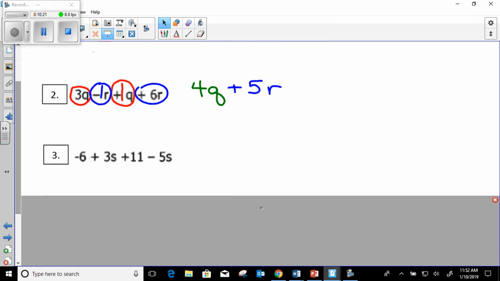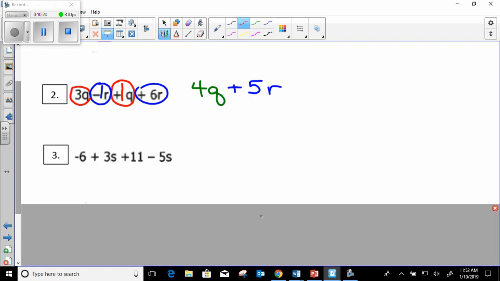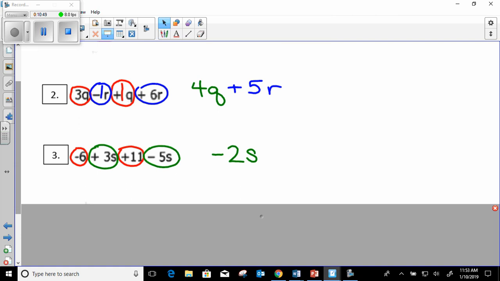Number 3. Let's see, I have a negative 6. I have a plus 11. I have a positive 3s minus a 5s. So I'm going to put my variable terms first. So a 3s minus a 5s would give me a negative 2s. And then negative 6 plus 11 is a positive 5.